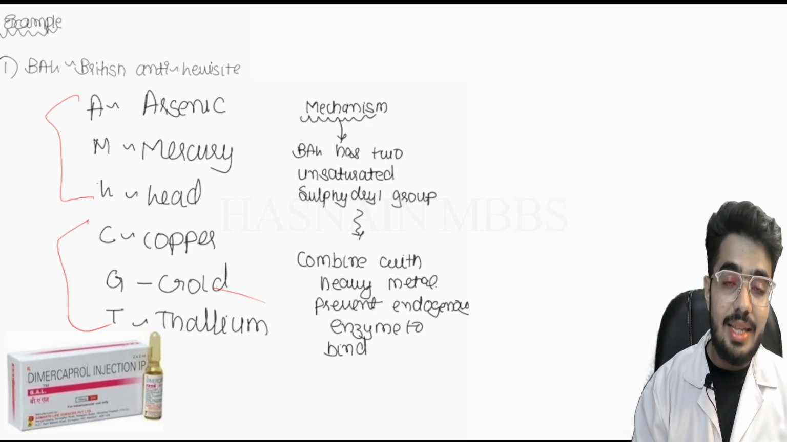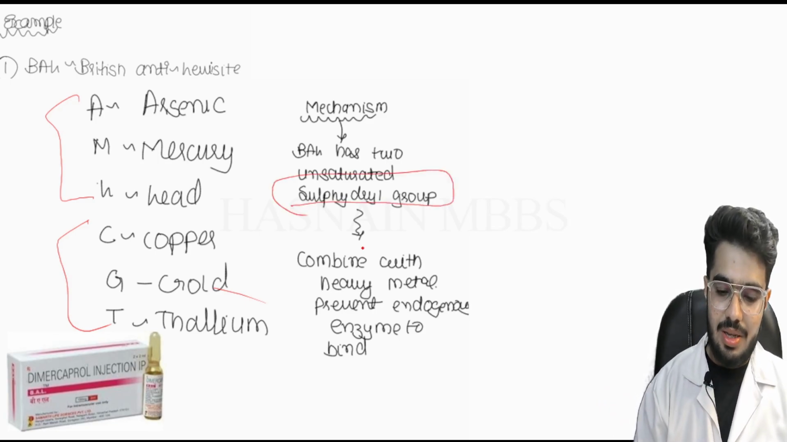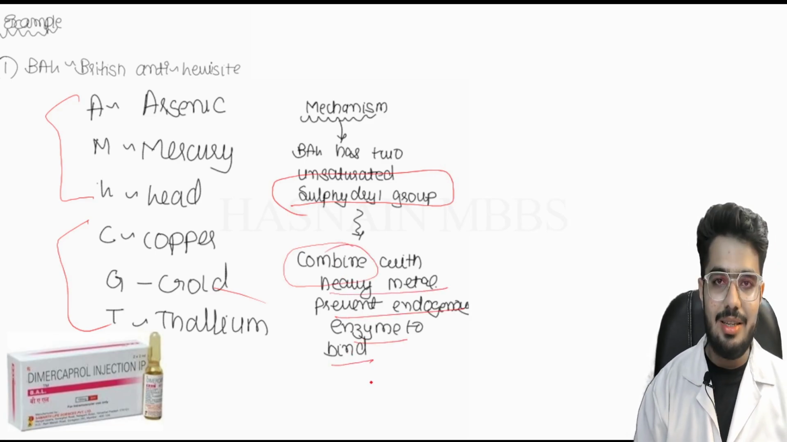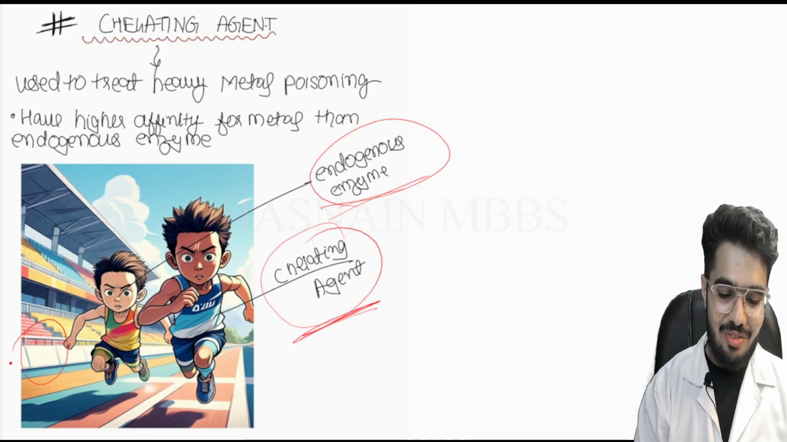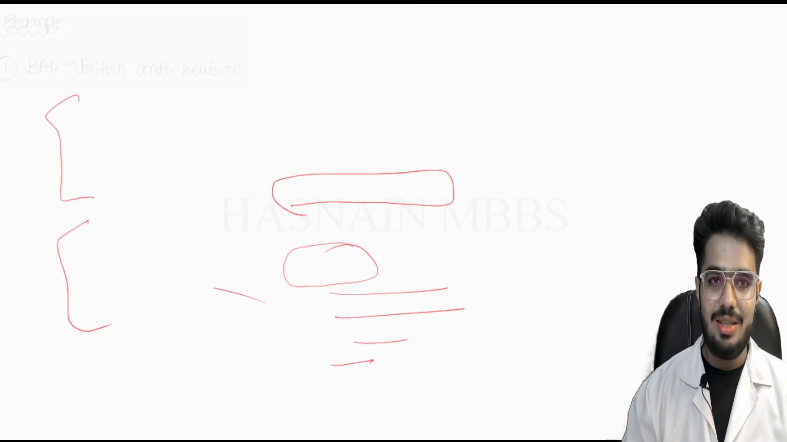What is the mechanism of BAL? BAL has the unsaturated sulfhydryl group. It combines with the heavy metal and prevents the endogenous enzyme from binding. We have seen that in the photo. Look, chelating agents are running faster compared to the endogenous enzyme, and they are running towards, for example, our heavy metal. By this method, they prevent the endogenous enzyme from binding with the heavy metal.